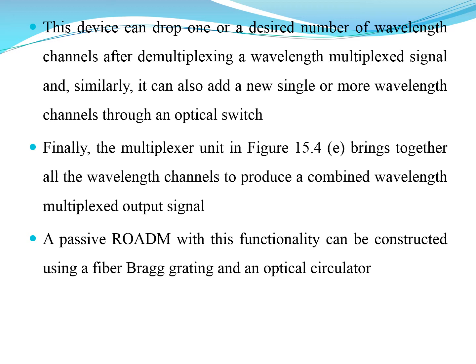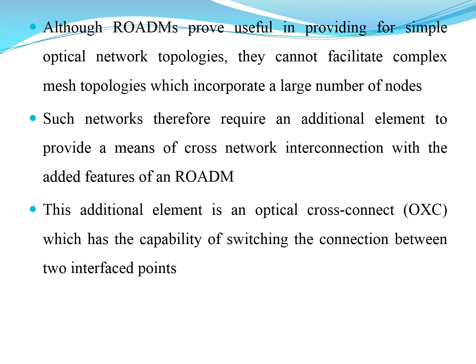So the passive reconfigurable OADM with its functionality is using a fiber grating, which is an optical device that we have discussed earlier, and an optical circulator. The reconfigurable optical add drop multiplexers are very useful in providing simple network topologies. They cannot facilitate complex mesh topologies, which can incorporate a large number of nodes.